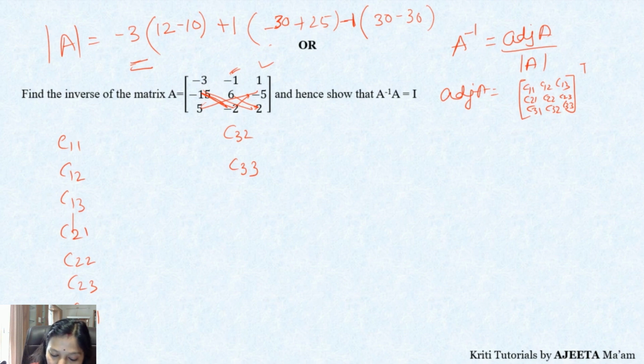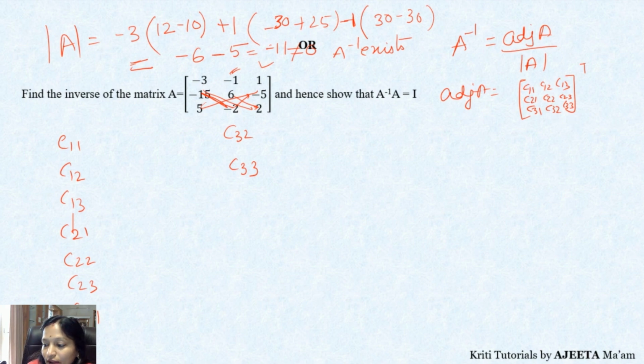Right, now let's move on with this. So what do we have here? Let's make it out once again. Minus 3 times 12 minus 10, and then here we get 1 minus 30, and here we get plus 25. Okay, and here we get 30 minus 30. So what do we get? Minus 6, which is not equal to 0. So A inverse exists. So this is our first condition of A inverse, right? So this is what we have here.